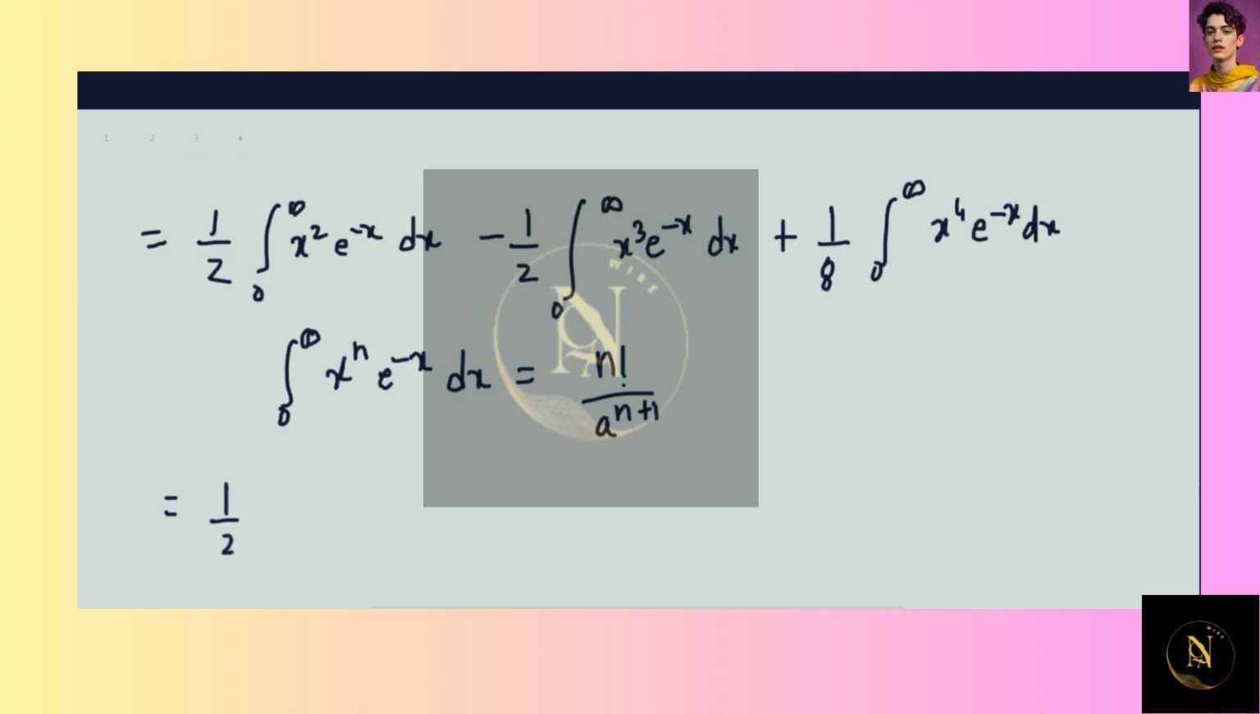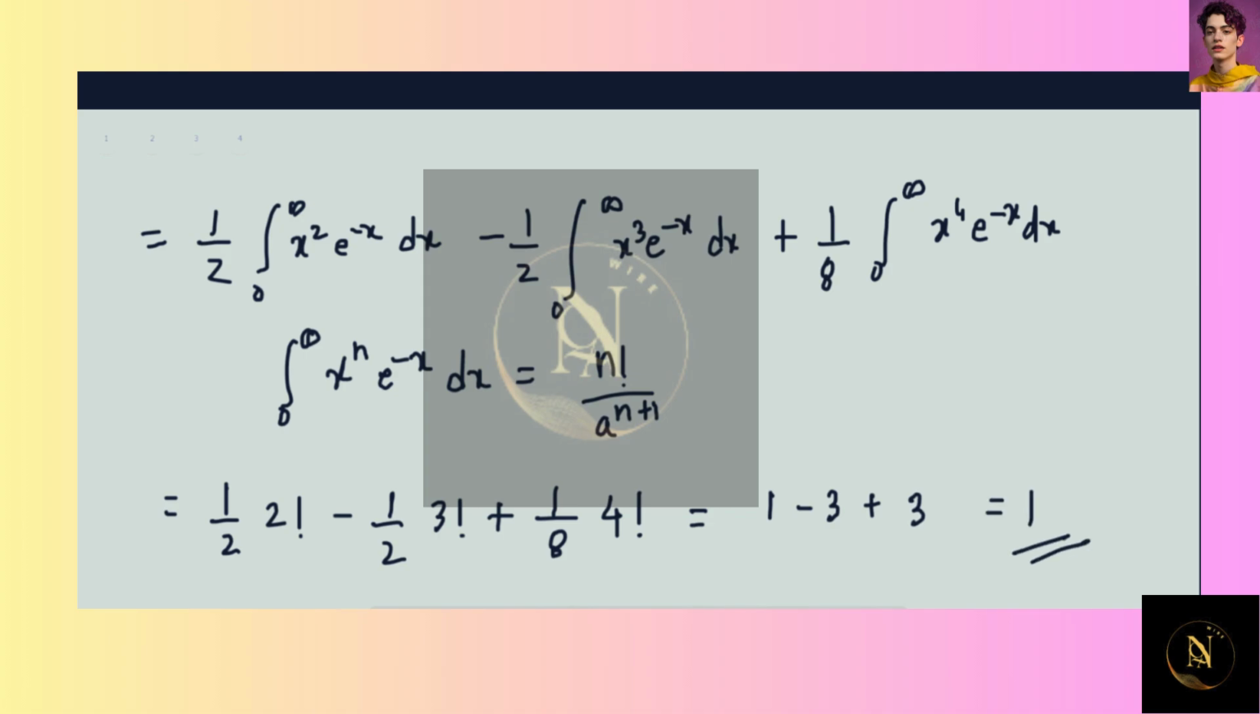Now for all of these three terms, a is 1 and n for the first case is 2, so it gives us 1 half times 2 factorial, minus 1 half. A is 1 and n is 3, so we have 3 factorial, plus 1 eighth. A is 1 and n is 4, so 4 factorial. So this basically evaluates to 1 minus 3 plus 3, which gives us 1.